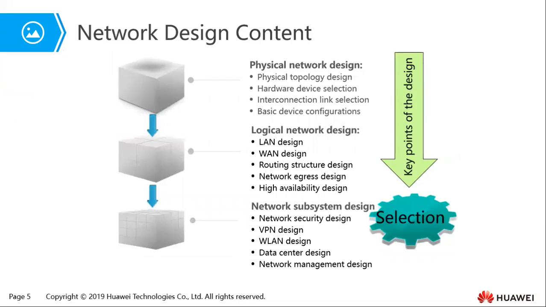Now, generally, the network design is divided into three main modules. The first module, which we are going to deep dive in, is what we call the physical network design. The second one is what we call the logical network design. And lastly, the network subsystem design.